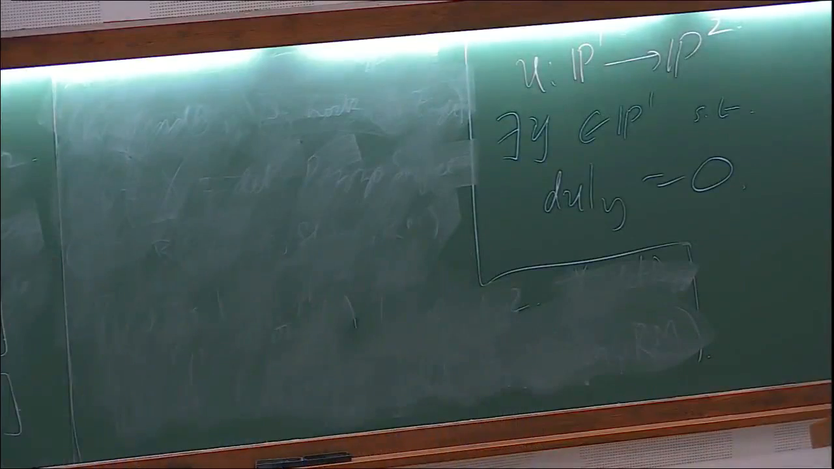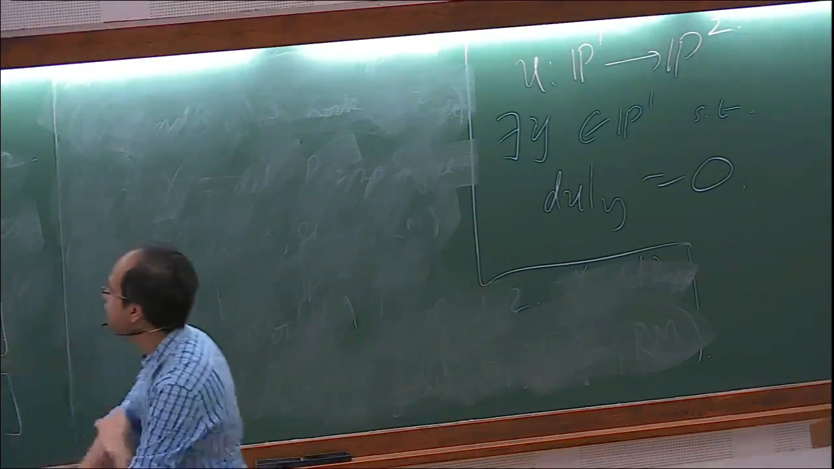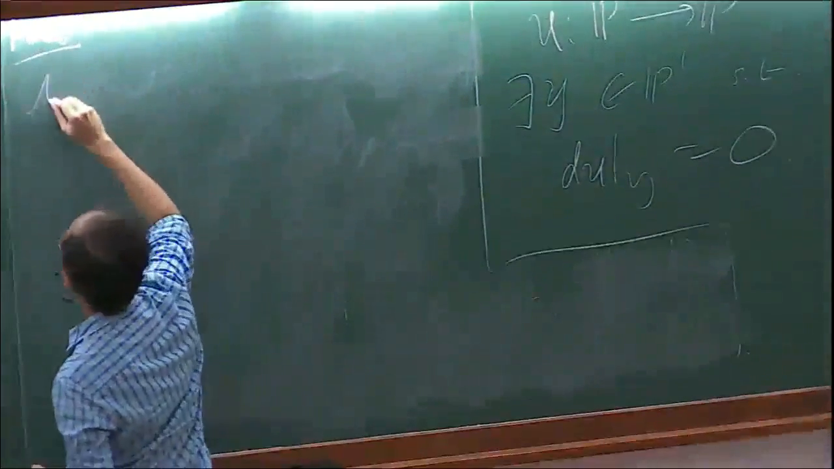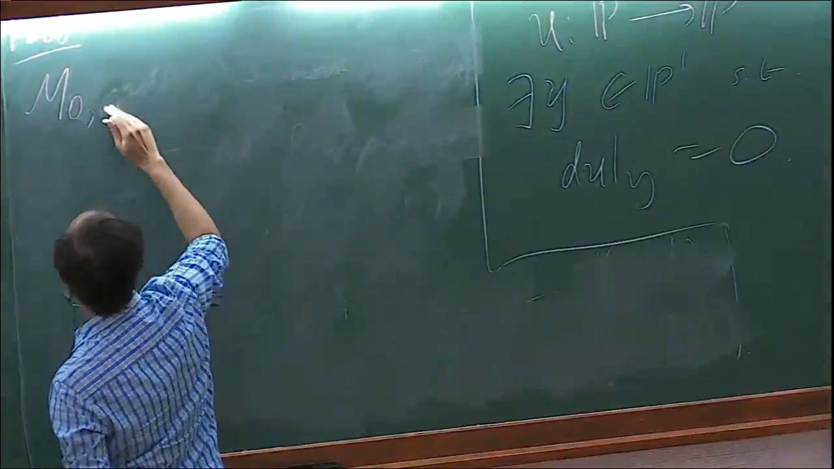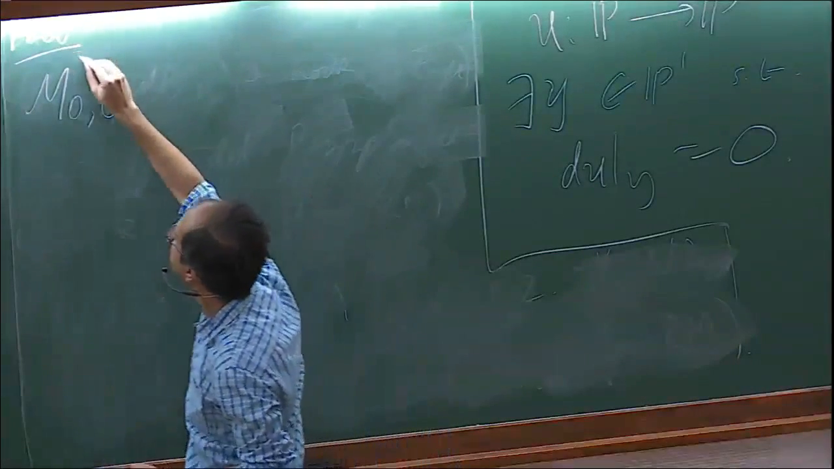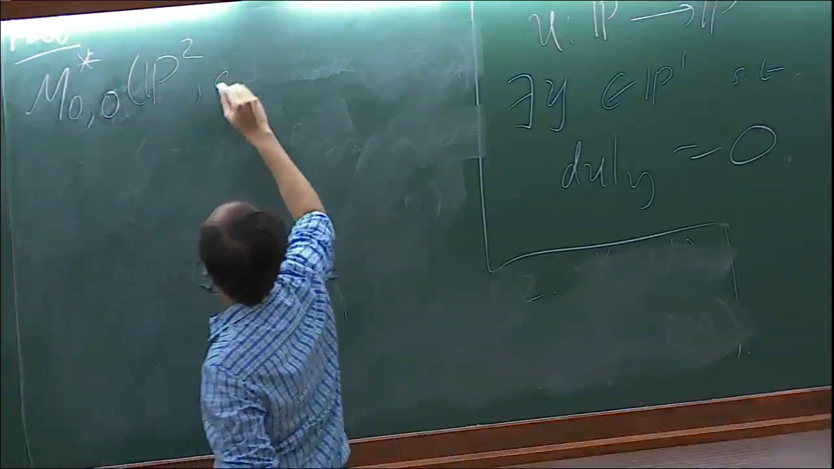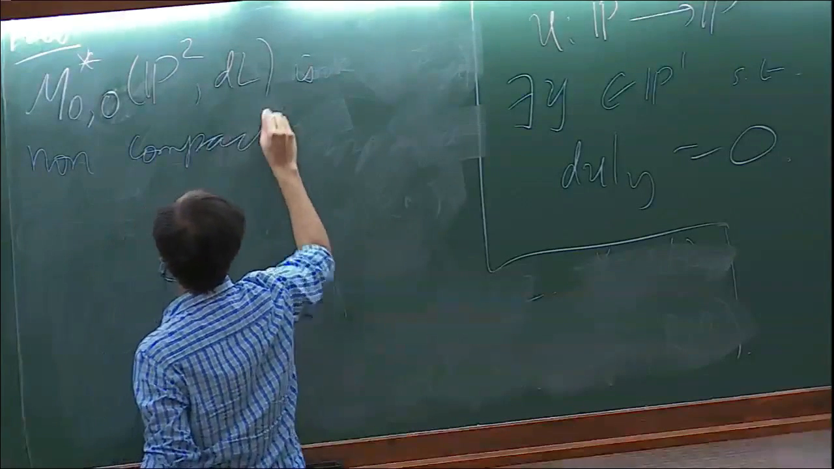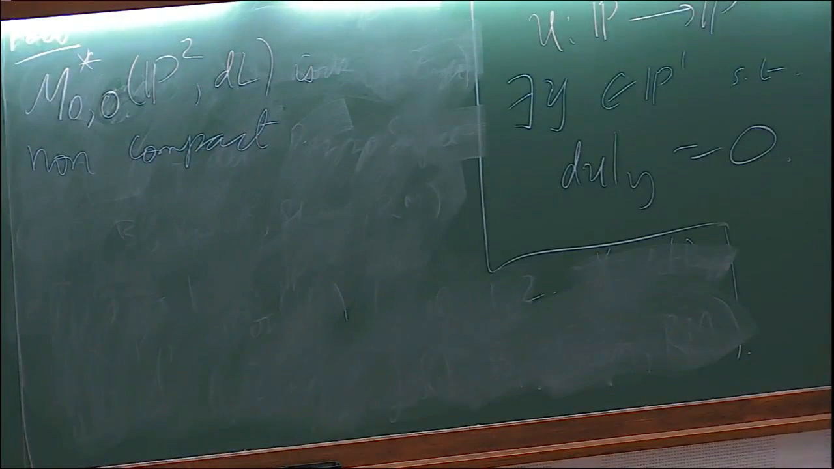Now the next point I want to illustrate is that this M star is not compact, even without any marked points. Let me illustrate this with the help of an example. In order to show that a space is not compact, what I have to do is produce a sequence that has no convergent subsequence. So I'm going to produce an explicit sequence for you.